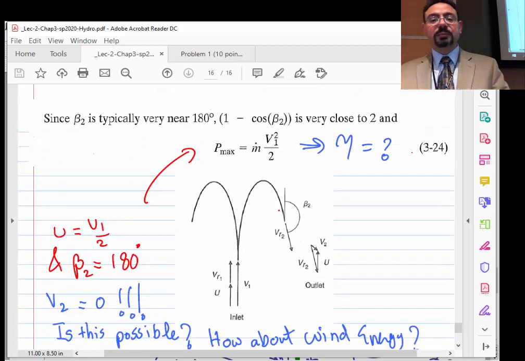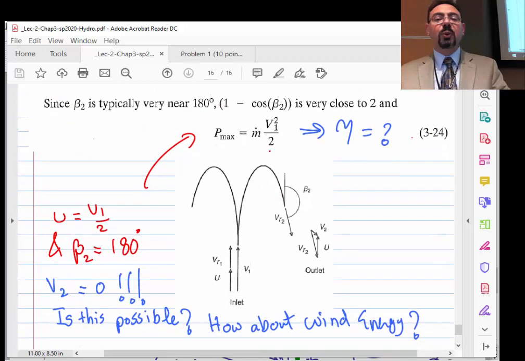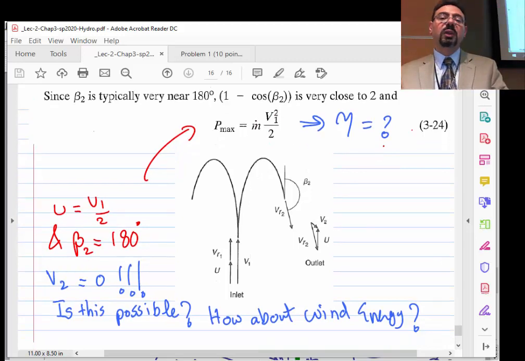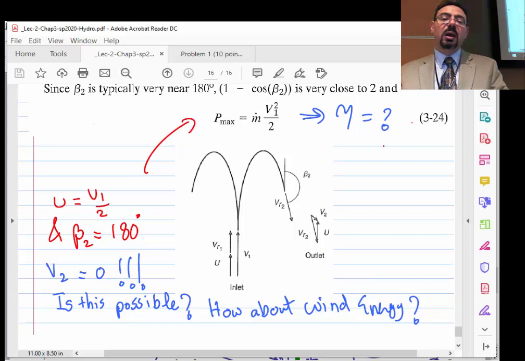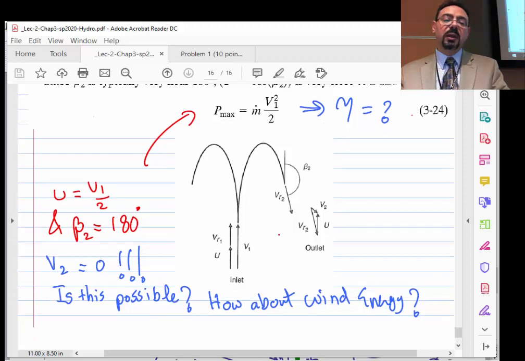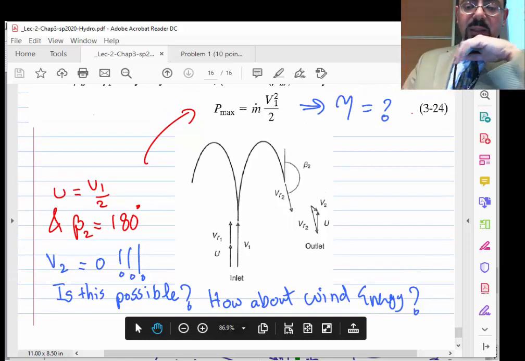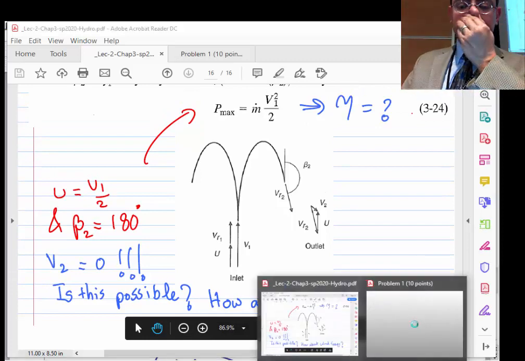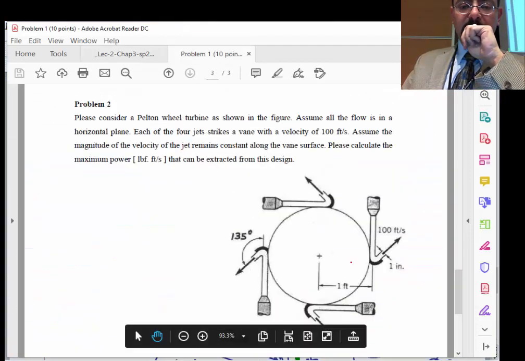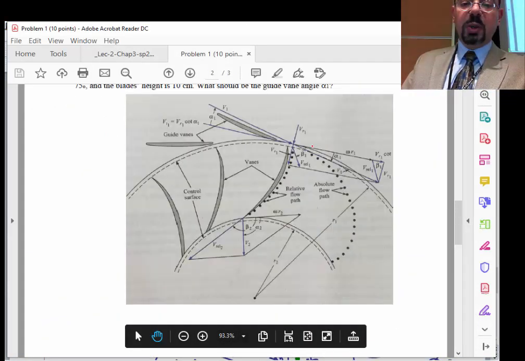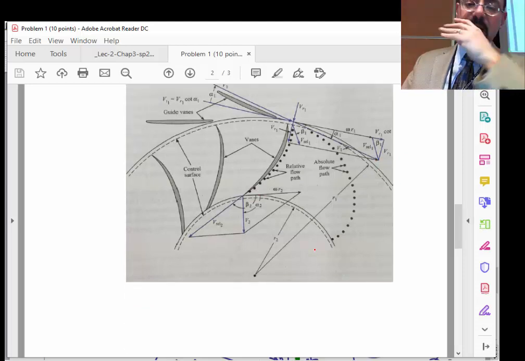So you're saying if you do 180, this becomes 2 and you get half m dot V1 squared, and so the efficiency of course would be 100%. Okay, alright, so let's look at the homework then. So we got this one, right? You solve this triangle and you'll be able to get alpha from this over this.